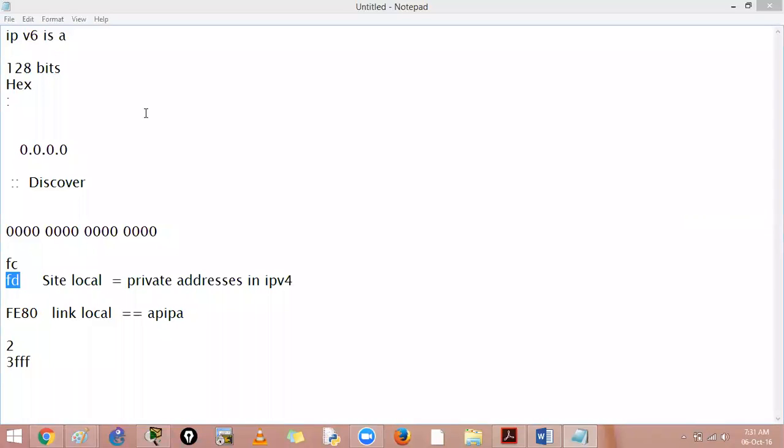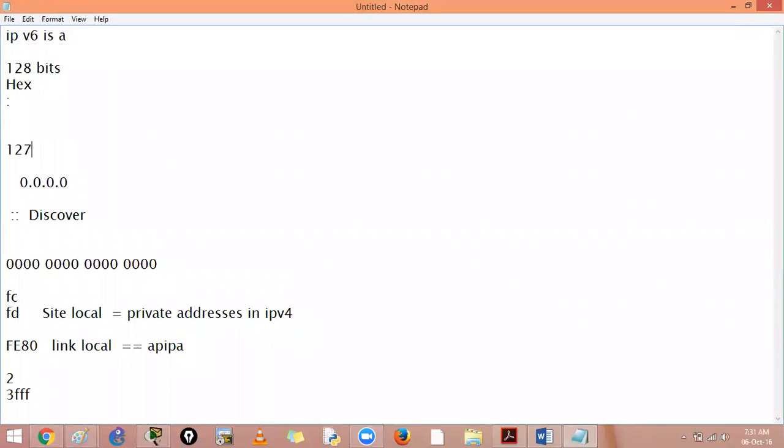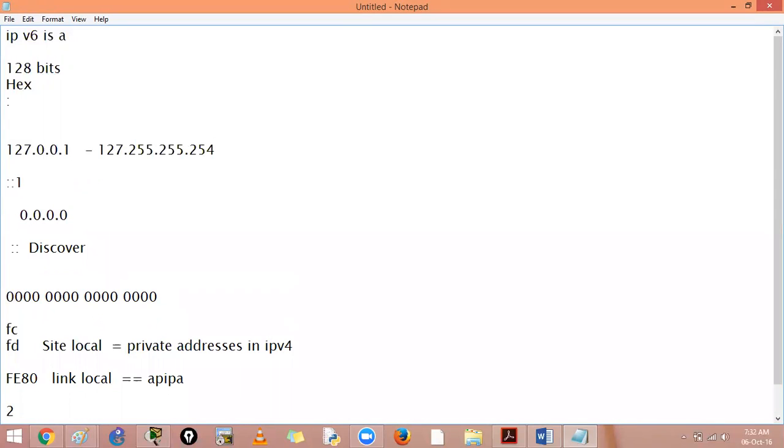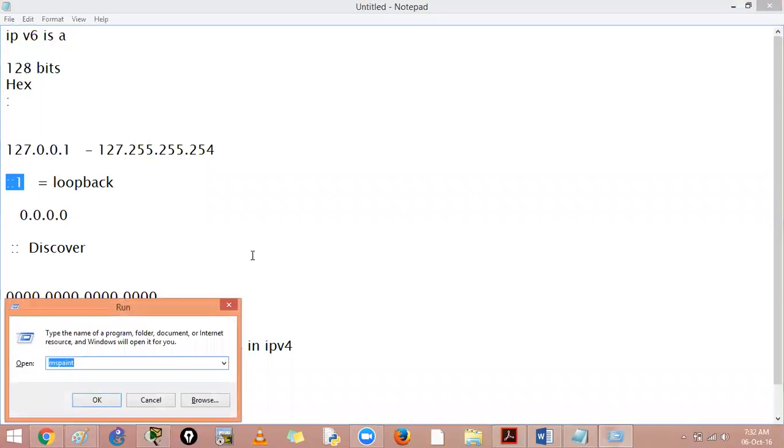In your IPv4, your loopback is 127.0.0.1 till 127.255.255.254. This is the range reserved for loopbacks in your IPv4 world. In IPv6, it is only one number, ::1. This is your IPv6 loopback, used for loopback testing. So they said, why do you want to waste a whole chunk when you can test it? The only testing is one number. If one number pings back, then it's good.